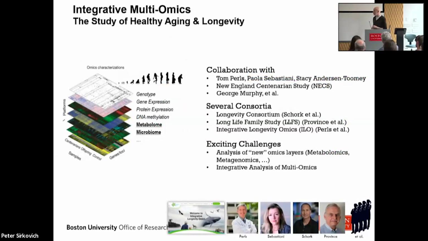So as Tom pointed out, we're involved in multiple consortia that all more or less take this experimental design, with variation, of course. Tom mentioned the Long Life Family Study, the Longevity Consortium, the Integrated Longevity Omics. They all have slightly different aims, but they have the common mission, which is going after the factors that contribute to healthy aging and longevity, what extends the so-called health span as distinguished from the lifespan.